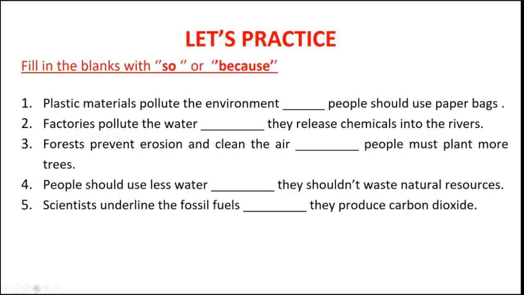1. Plastic materials pollute the environment, so people should use paper bags. 2. Factories pollute the water because they release chemicals into the rivers. 3. Forests prevent erosion and clean the air, so people must plant more trees. 4. People should use less water, so they shouldn't waste natural resources. 5. Scientists underline the fossil fuels because they produce carbon dioxide. Alright.